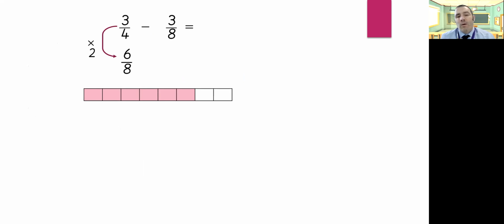Now all I need to do is, working with the bar, I can look through and take 1, 2, 3 off. So I've taken 3 away. I'm left with 3. So I have my answer of 3/8. So you can use a bar model to help you with this. So all you have to do, if you've got the bigger number, put that bar with the denominator and the numerator correctly, and then take away from that.